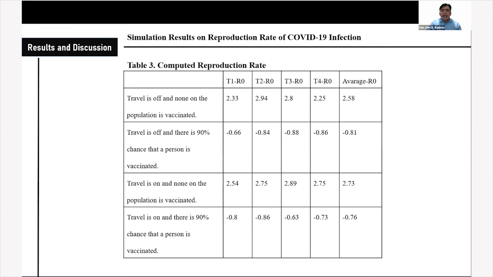On the other hand, an average R0 equal to 2.58 and 2.73 are computed respectively when travel is off and none of the population is vaccinated, and when travel is on and none of the population is vaccinated. From these results, it clearly shows that our R0 is greater than 1, which means there is an epidemic and it will continue.